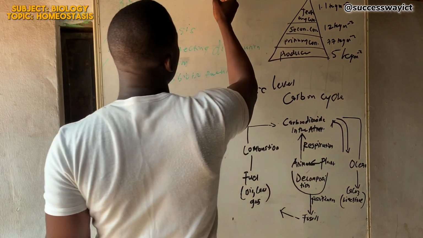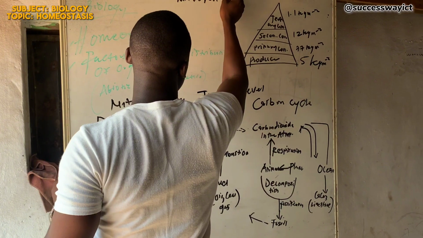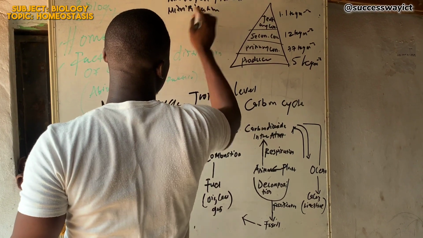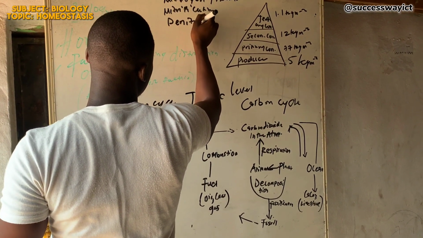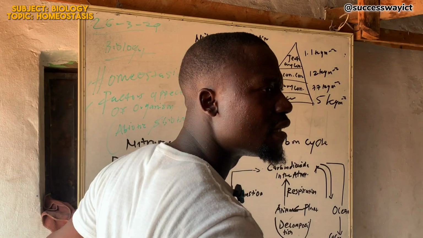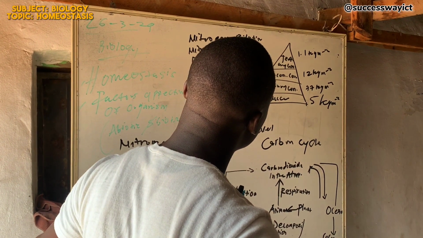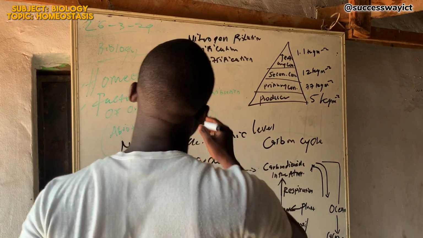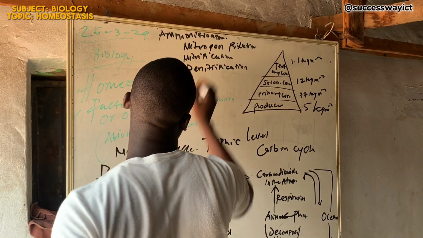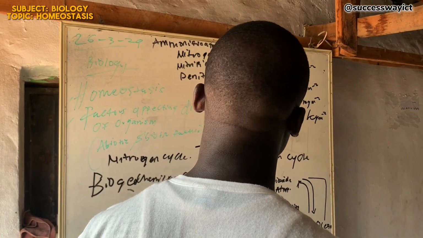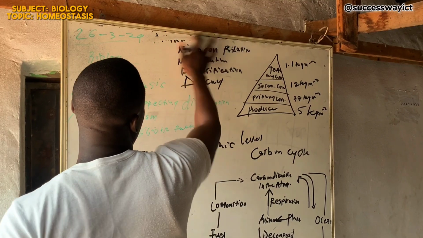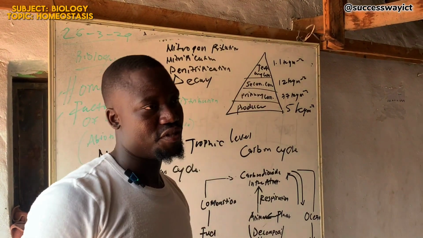All right. We have nitrogen fixation, nitrification, denitrification. What else again? Ammonification. All right. We have decay. These are the four major types of nitrogen cycle processes.